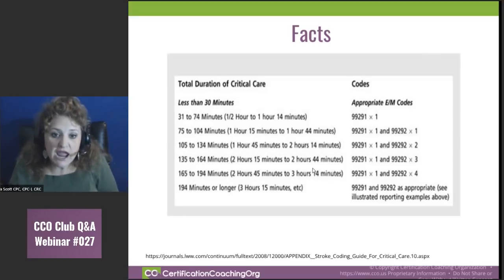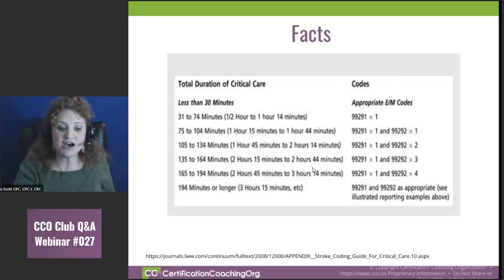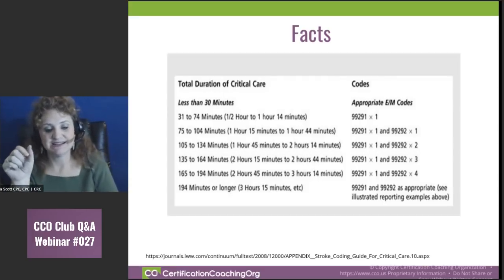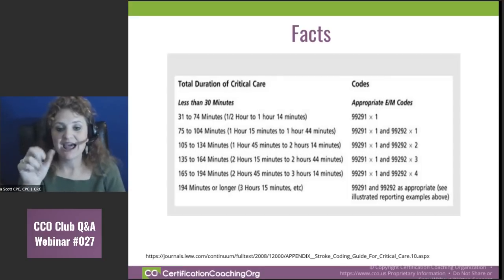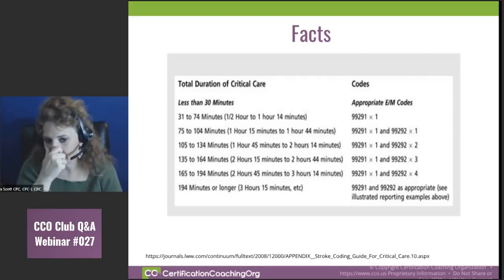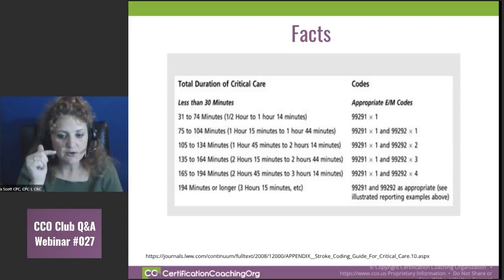This was a great graphic that came also with this journals.lww.com article. And I went ahead and put this on the answer sheet so that we can look at this. The reason I like this, and I could have reproduced it, but they did such a great job, so I just copied it and gave them attribution. Again, I really want you to go out and read this full article because it's that good.